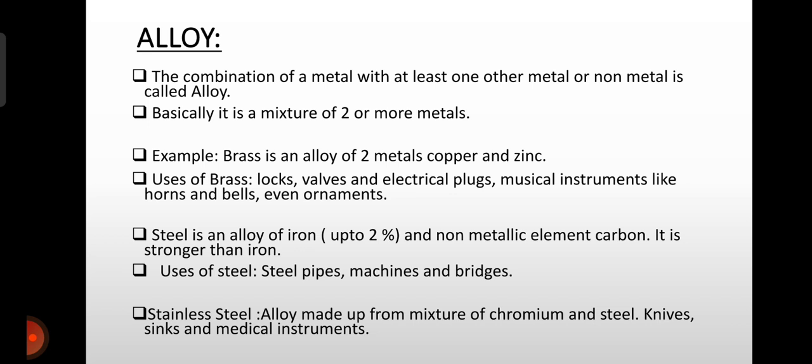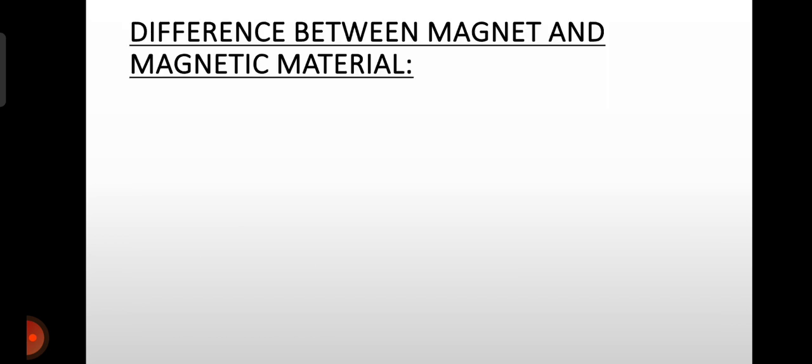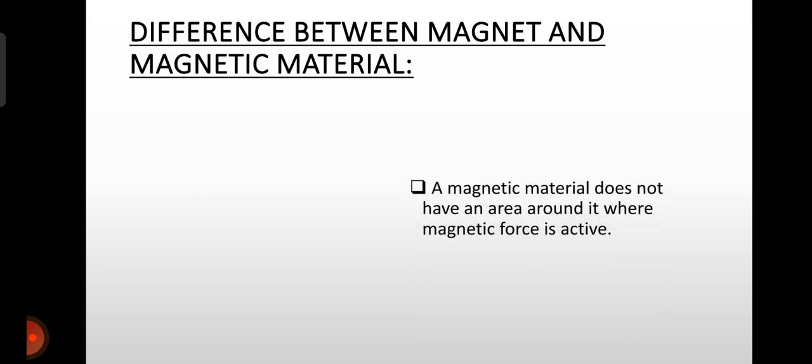Steel is another alloy which is made up of iron. Iron percentage is up to 2%, and non-metallic element called carbon. It is stronger than iron and they are used in making steel pipes, machines and bridges. Stainless steel is another alloy made up from the mixture of chromium and steel, and it is used in knives, sinks and medical instruments.